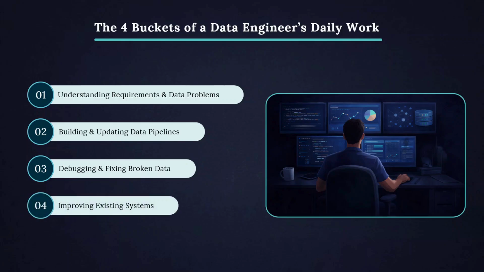And the fourth bucket is improving existing systems. This includes making pipelines faster, more reliable, or easier to maintain over time. Every data engineer's day is a mix of these four buckets. The balance changes from day to day, but almost everything you do falls into these buckets.